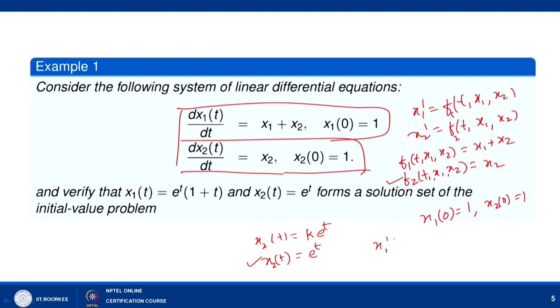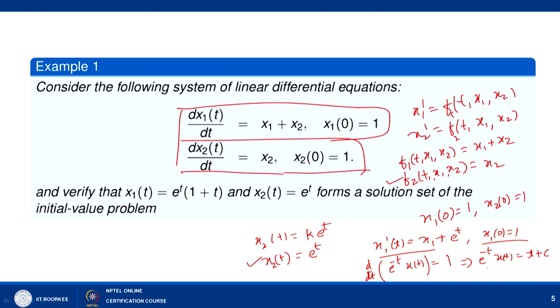So here we can say that x1'(t) = x1 + x2, which is x1 + e^t, and x1(0) = 1. This is nothing but a scalar linear differential equation, and you can simplify it. Multiply by e^(-t), which is the integrating factor, giving x1'(t) - x1, and we can simplify and write d/dt (e^(-t) x1(t)) = 1. Then e^(-t) x1(t) = t + c, where c is some constant, and the condition is given that x1(0) = 1.